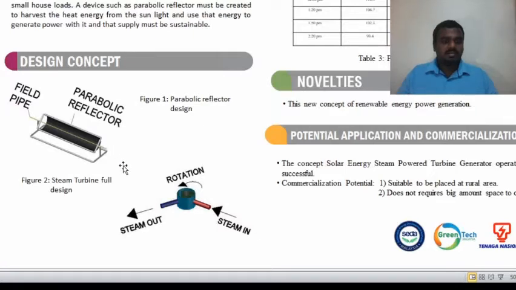This is what we will place in the sunlight, and then it will produce the steam, and that steam will be transferred from this pipe to the turbine. It will spin the turbine, and then go to the cooling coil, where it will get cold, and the water will be stored again, as I said earlier.